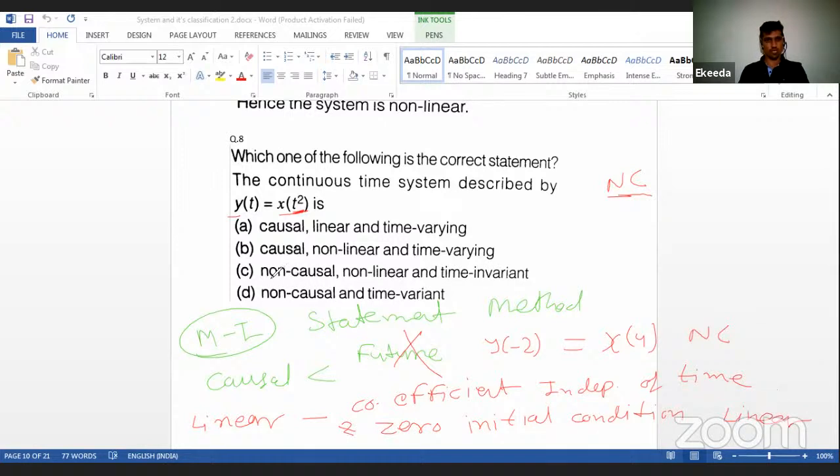This will be non-causal and linear and time variant. Why time variant? Because there is time scaling in this time domain, na? So this will be time variant. So you can add that the system will be linear also. Non-causal from here because it depends on future value, and linear, there is linear relationship. And time variant because there is scaling in time.